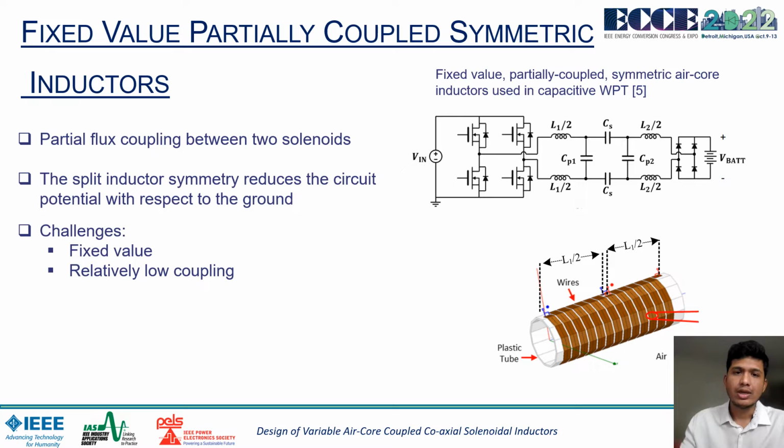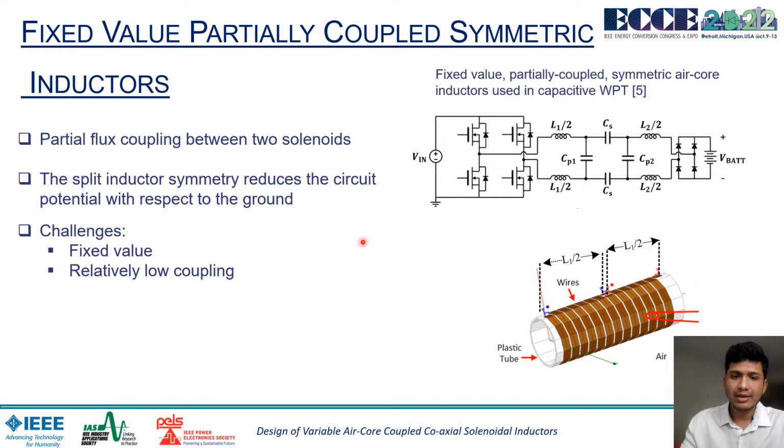Let us now look at the fixed value partially coupled symmetric inductors. These inductors are basically two solenoidal windings on the same axis. They have partial flux linkage between them. Therefore, the inductance generated is relatively higher compared to two independent windings.